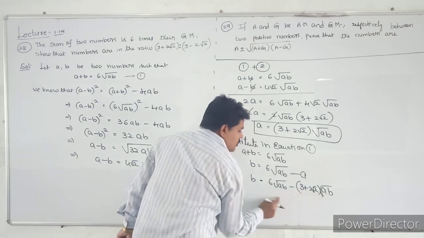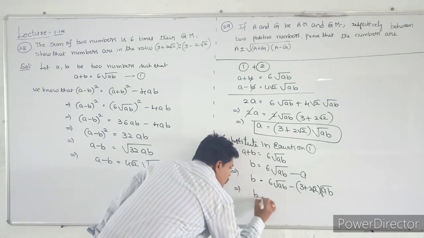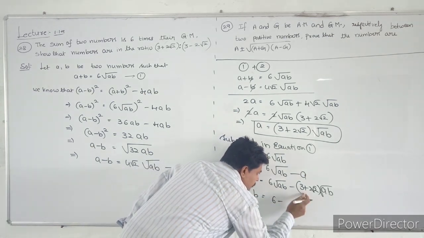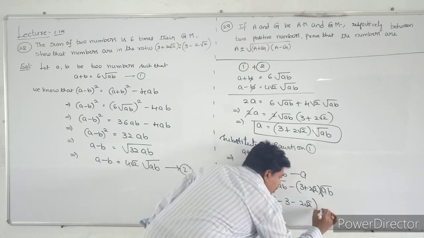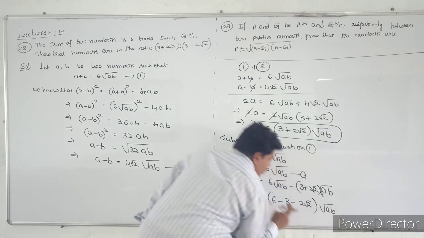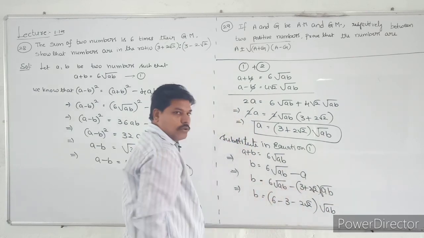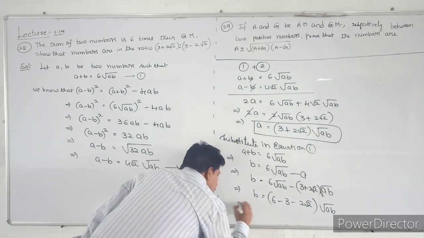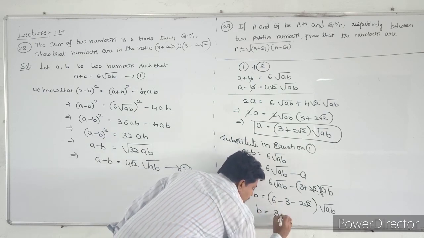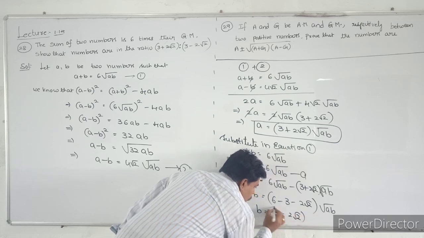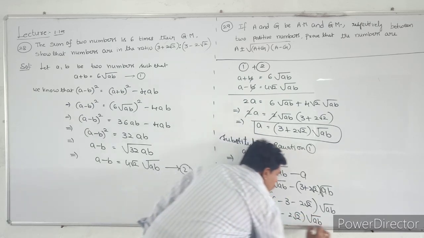From both terms, we can take the square root of ab out. What we get is b equal to 6 minus 3 minus 2 root 2. I am taking the square root of ab common from both. 6 minus 3 minus 2 root 2. So what happens here? The b value is 3 minus 2 root 2 into square root of ab. So this is the b value.